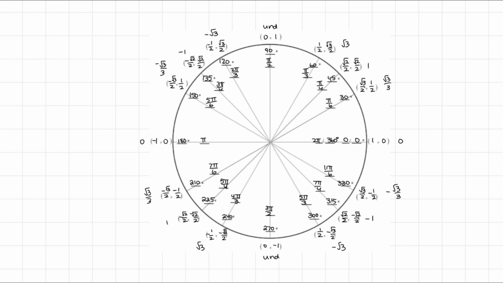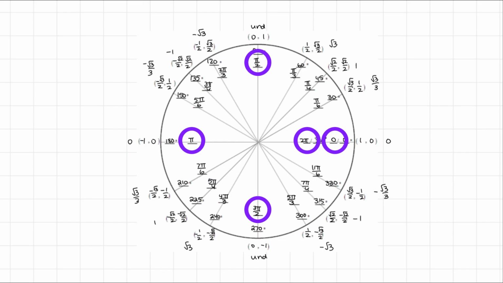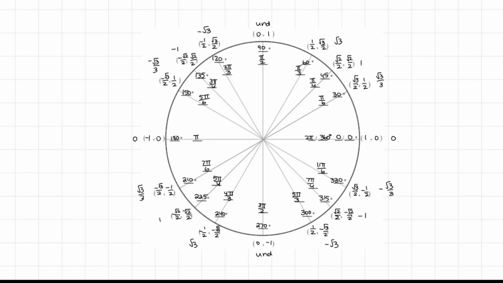Now let's go over the quadrantal angles. We have 0 degrees, 90 degrees, 180 degrees, 270 degrees, and 360 degrees, making a full rotation. The radian measure is 0, pi over 2, pi, 3 pi over 2, and 2 pi respectively. The coordinates are also 1, 0; 0, 1; negative 1, 0; and 0, negative 1. The values of tan are 0 at 0 degrees, 180 degrees, and 360 degrees, and tan is undefined at 90 degrees and 270 degrees. Now let's do some practice.